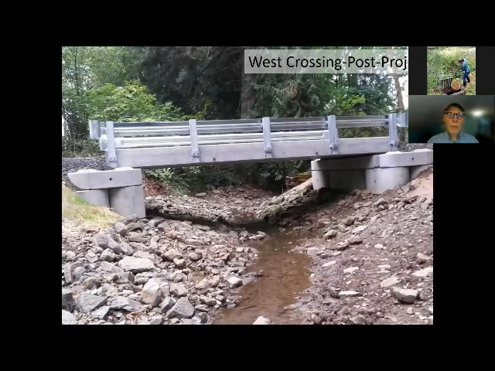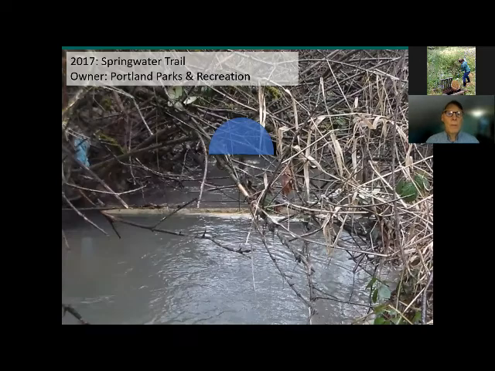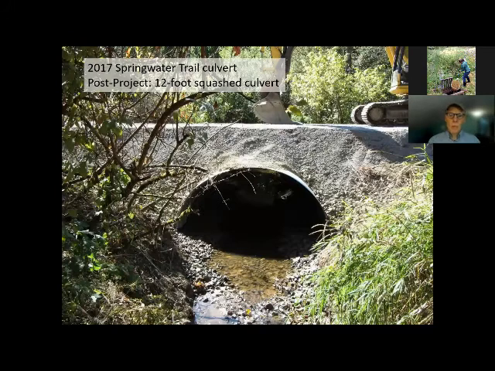So after this happened, the next year in 2017, the Watershed Council worked with Portland Parks and Rec to get permission to replace a culvert under the Springwater Trail. This was a very undersized culvert right at the mouth of this particular tributary. It was HDPE plastic, very smooth on the inside. So of course, during high flows, it was like a fire hose. Fish could not get up. Afterwards, we replaced it with a 12-foot diameter squash culvert. And you can see on top of it, that's the Springwater Trail waiting to be repaved.